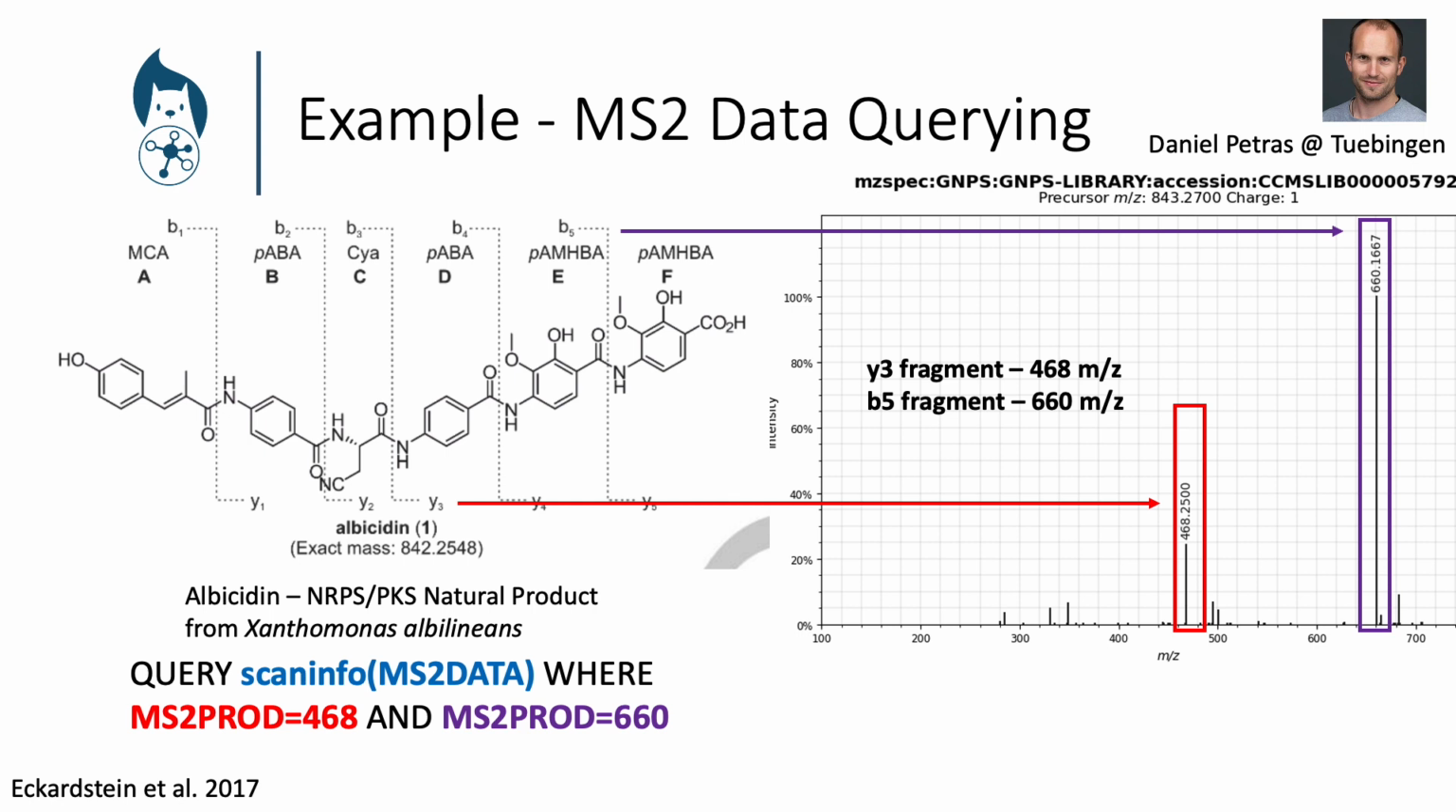One particular example that we have here, that my collaborator Daniel Petras is interested in, is albucidin. This is a peptidic natural product, and he knew that albucidins contain two peaks, 468 and 660 m/z, and he simply wanted to look for other spectra that had these two peaks in them. Highlighted in red here is the 468, and Danny was able to find that by writing this particular query, and he was also able to look for 660 by adding a conjunction to the query and expressing exactly what he wanted.